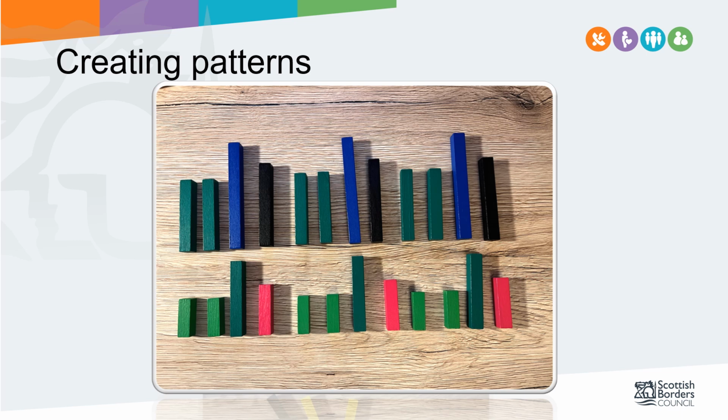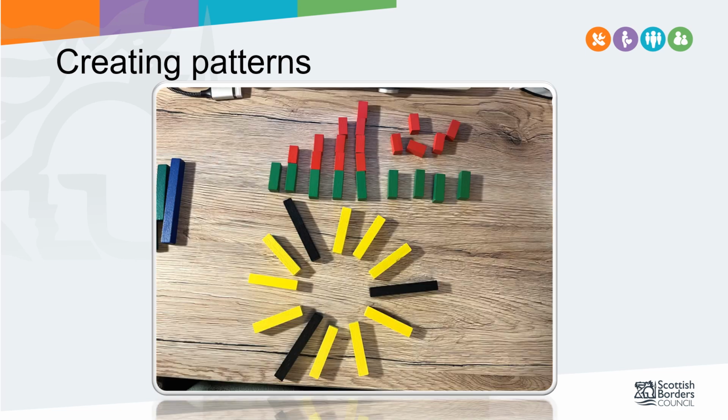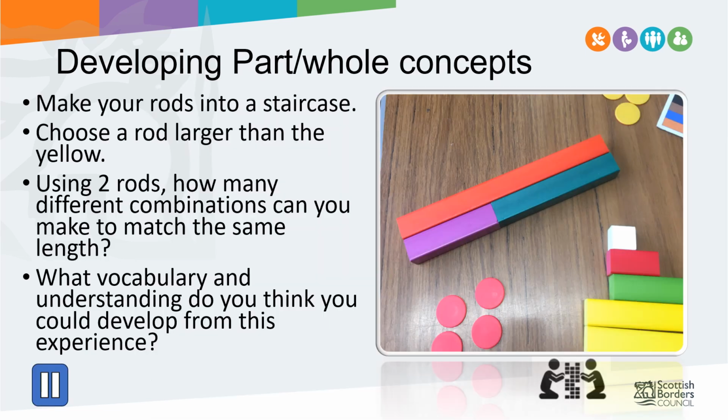Try to challenge the children to make patterns which are more complex than just yellow, blue, yellow, blue, yellow, blue. You might like to challenge them to make circular patterns or growing patterns. You might like to ask them to create a pattern using 3 types of rod longer than the yellow. Can they make patterns again, but making them with smaller than the yellow? Pause the video while you carry out the activity on the screen.